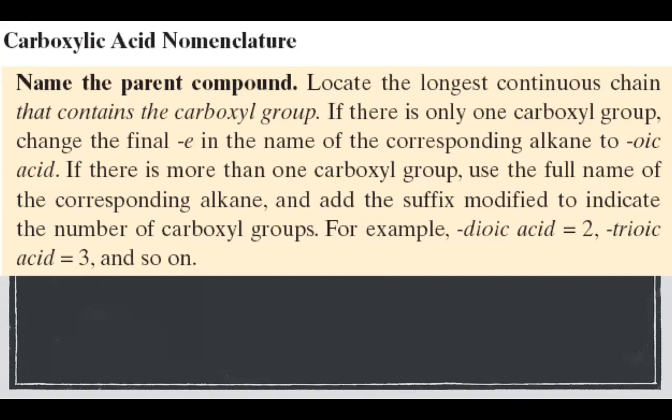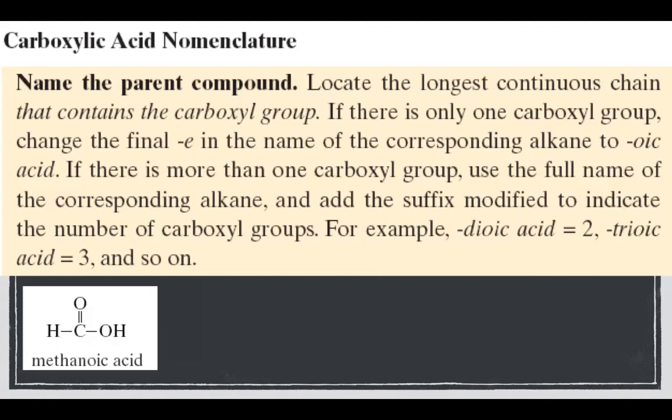If there's more than one carboxyl group, you're going to use the full name of the alkane and then add the suffix modified to indicate the number of carboxyl groups. So for example, dioic acid. So you might have something like ethane dioic acid or pentane trioic acid, like that.